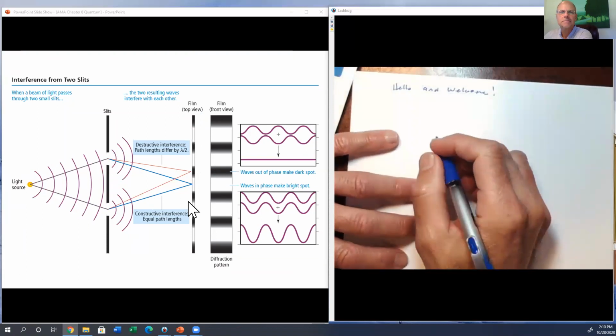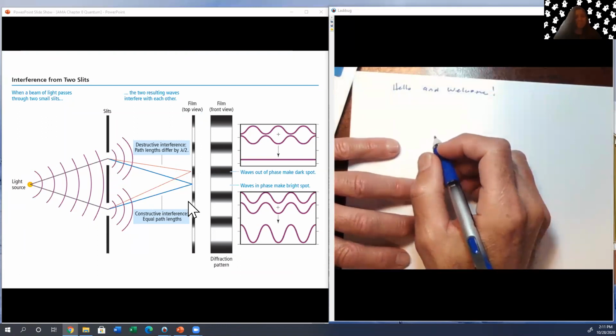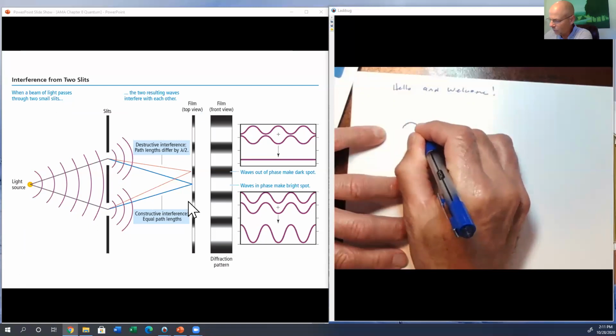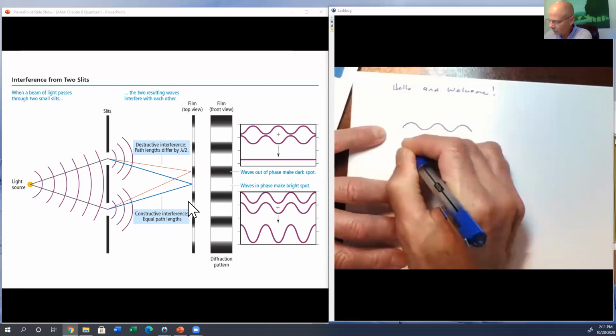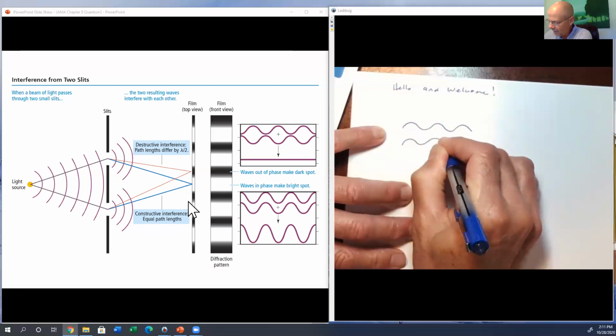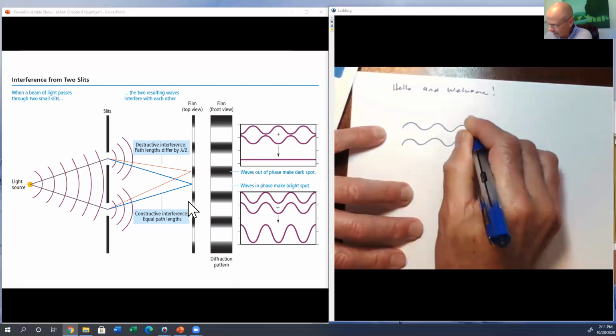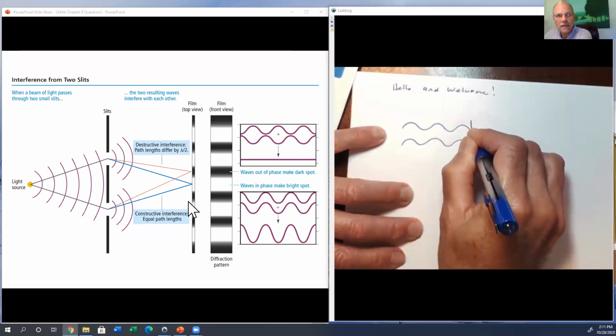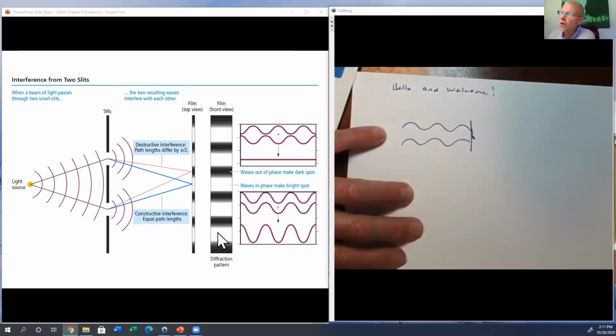What do you notice about them? They're the same. Perfect. Exactly right. So if you look at two waves and they start at the same original source, and they travel exactly the same distance, how are they going to interfere when they meet? Constructively. Exactly right. So notice right here in the middle, you get a bright spot, because the waves are interfering constructively, all right?